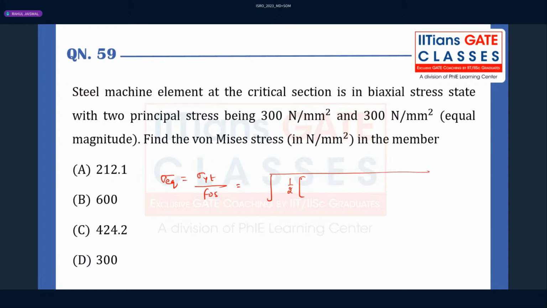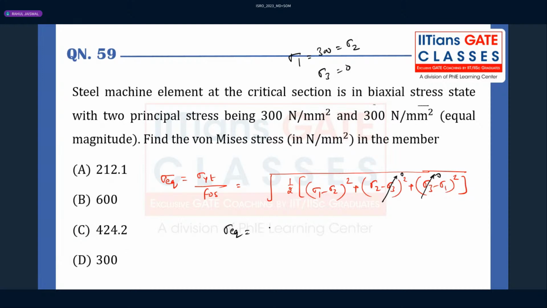Half of (sigma 1 minus sigma 2) whole square plus (sigma 2 minus sigma 3) whole square plus (sigma 3 minus sigma 1) whole square. That is the actual formula we have regarding the von Mises stress. But here they have given sigma 1 as 300, sigma 2 equal to that, and sigma 3 as 0. Biaxial means sigma 3 is automatically 0.